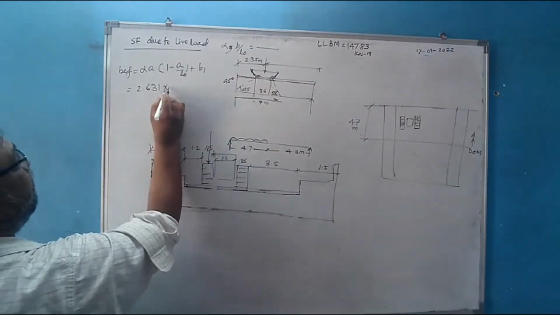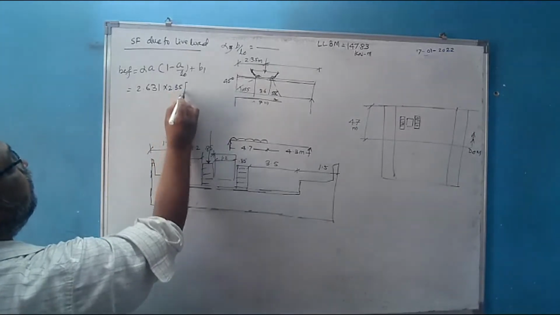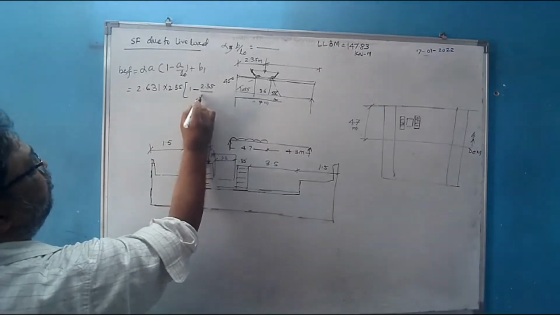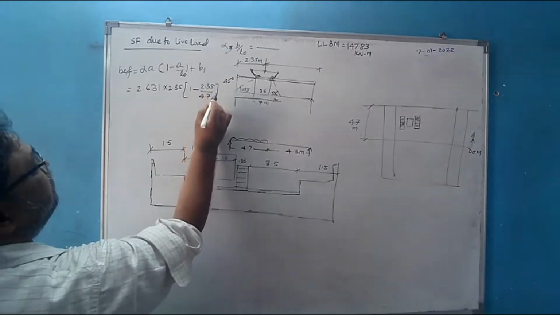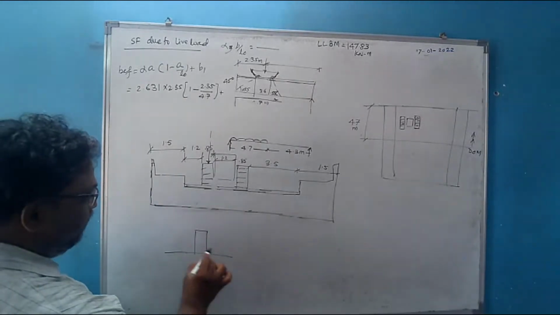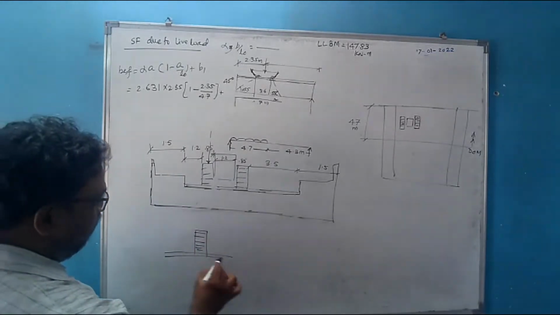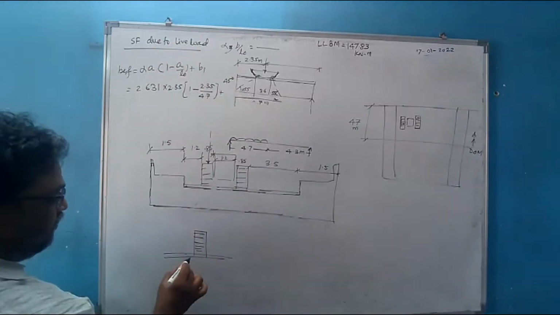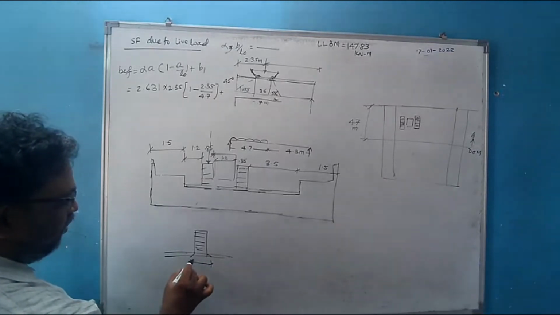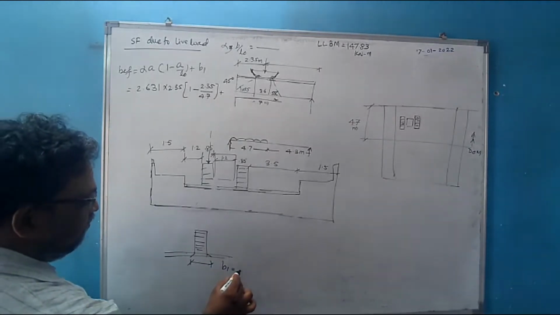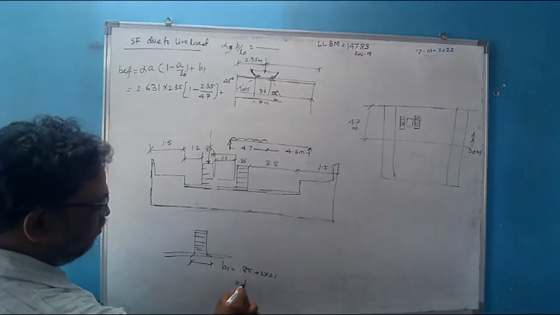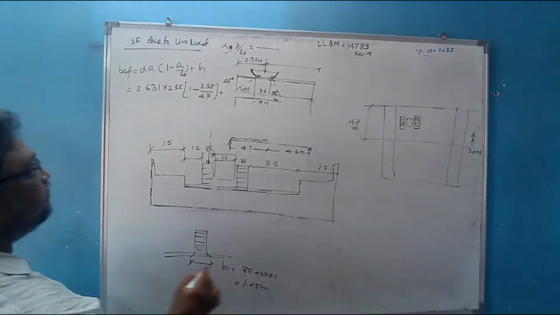So it will be multiplied by 2.35. In bracket 1 minus a, 2.35, divided by l naught, 4.7, plus b1. b1 is the same thing. If this is the track, perpendicular to the direction of span, from here we have to consider its dispersion at 45 degrees. So this is b1. b1 will be equal to 0.85 plus twice of 0.1. So that was equal to 1.05 meters.